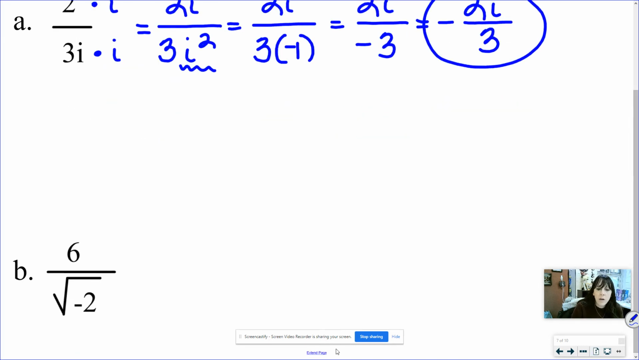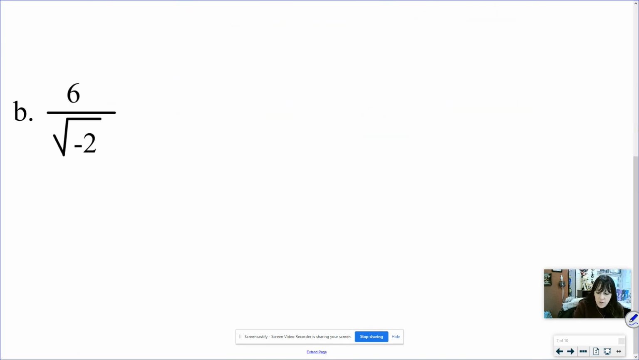Okay, let's look at another one. B is the same thing. It's just not in the exact format that we're used to. It's still in radical form where this basically signifies that this is an imaginary number. So I'm going to start by writing it as an imaginary number. It would end up being i radical 2. And then I'm going to proceed with moving the radicals out of the denominator.